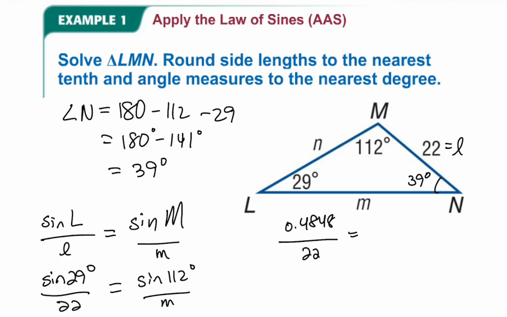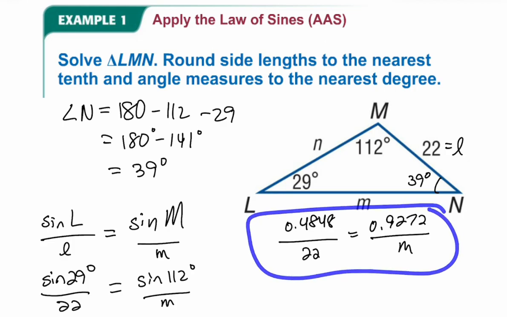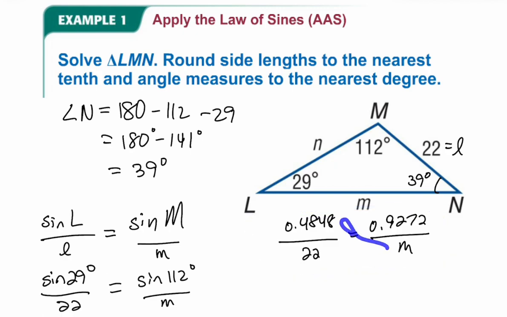And the sine of 112 is 0.9272 over m. So all I've done is taken those values, put them into a calculator, and then think about how we can solve a proportion like this. One great thing about a proportion is that we can cross multiply. So let's go ahead and do that.